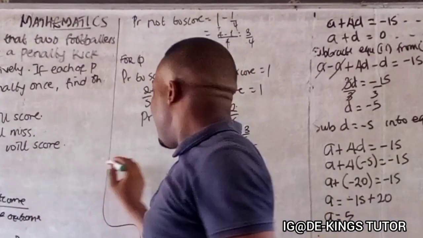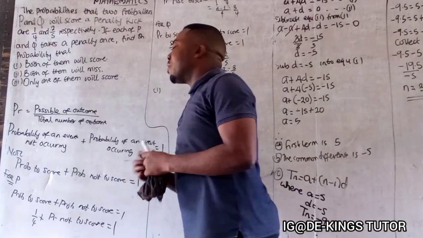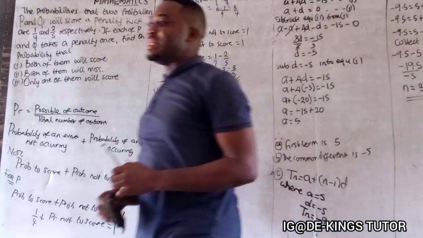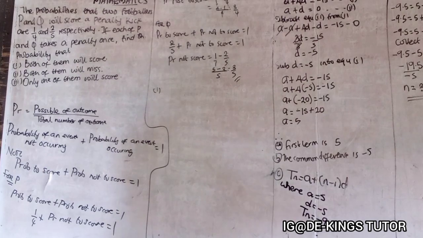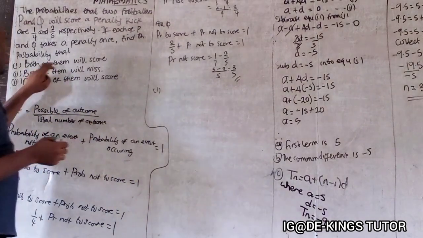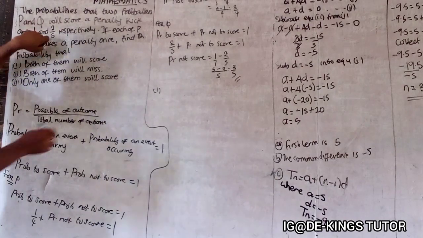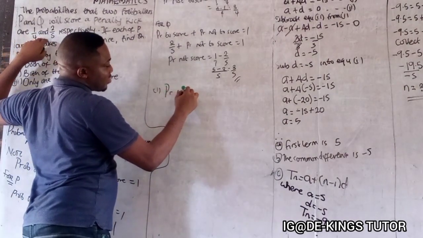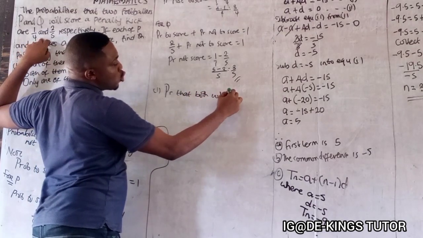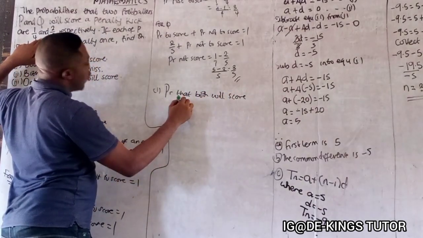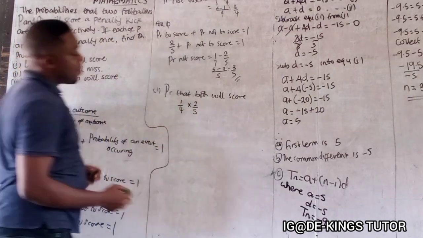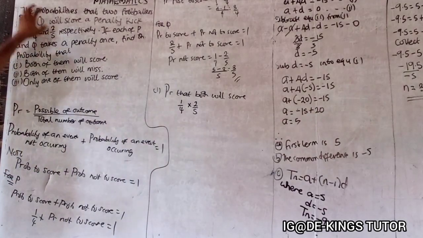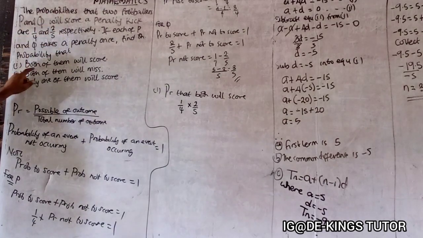Now, let's get to the question. They say, what is the probability that both of them will score? Both of them will score is an independent probability. So independent probability is multiplication. They've already given us that they will score. So the probability that both will score is equal to 1/4 times 2/5, because it said the probability that the two will score is 1/4 and 2/5 respectively.